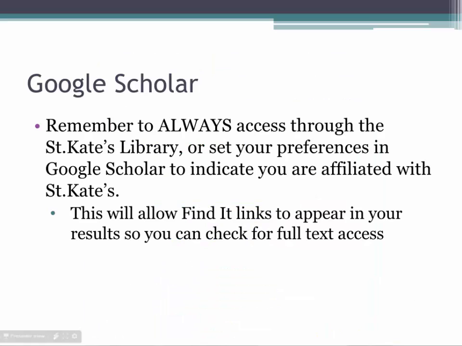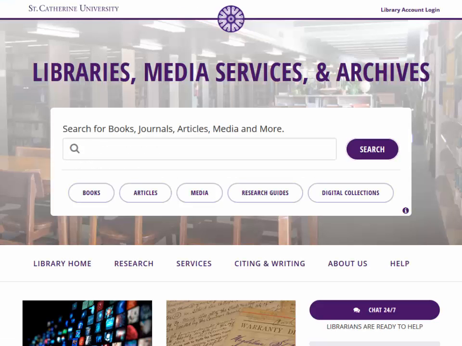Also remember to always access Google Scholar through the St. Kate's Library, or set your preferences in Google Scholar, so that it will recognize you as an affiliate of St. Kate's, and that will allow the Find It links to appear so you can actually check for full text access. Otherwise, if you don't do that, you're going to hit a paywall, and again, you should never really have to pay for anything that you need in your research while you're here at St. Kate's.